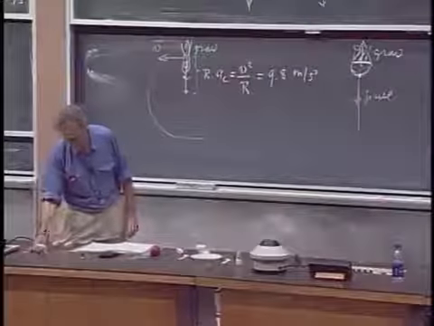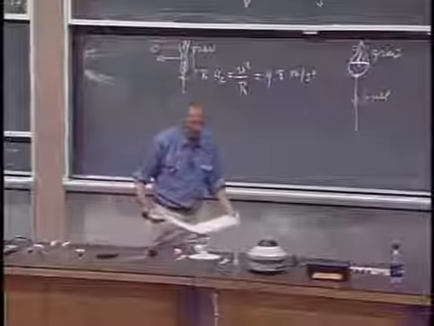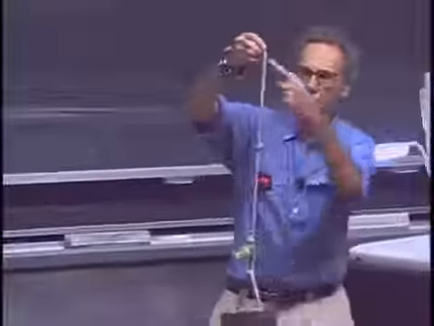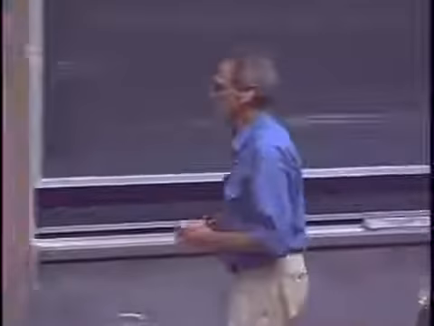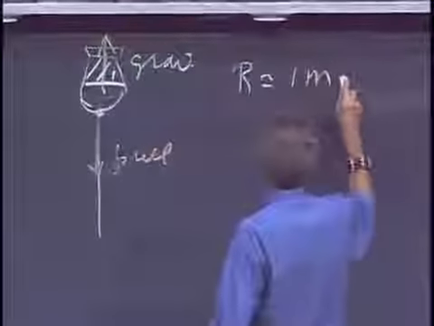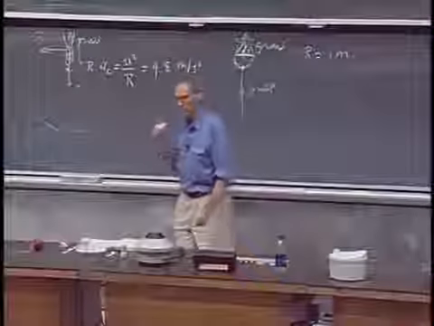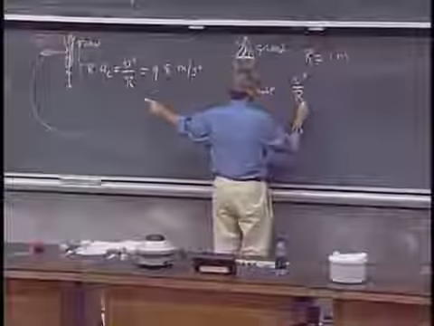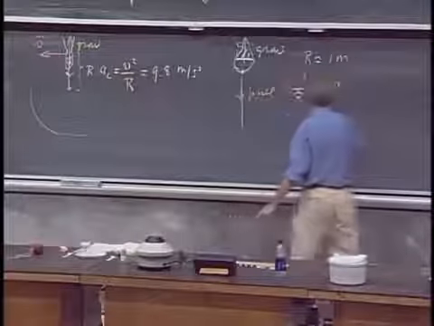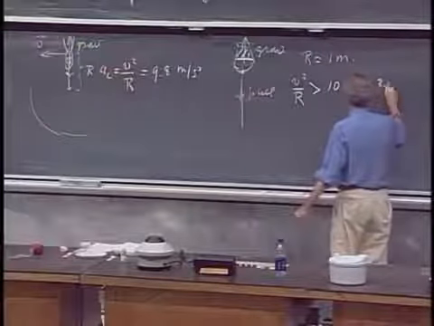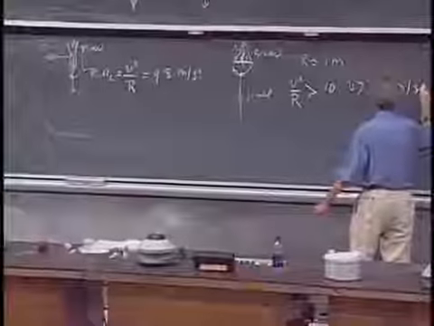How fast should I rotate it? Well, let's put in some simple numbers. I have here this bucket, and let's say that this is about 1 meter. I'll just round some numbers off. So R is about 1 meter. And I want V squared over R to be larger than 9.8. Let's just call it 10. So that means V has to be larger than about 3.2 meters per second.